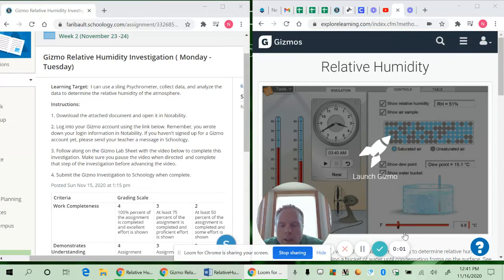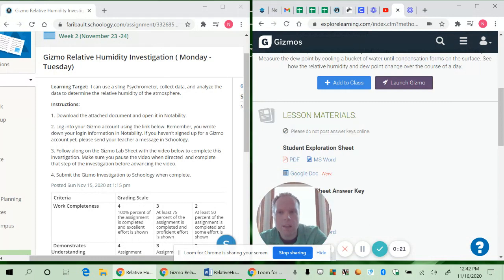Today we're going to be working on our Gizmo relative humidity investigation. Last week we were reading all about water in the atmosphere and how water in the atmosphere goes through the water cycle. So we're going to focus in on moisture in the atmosphere and something called relative humidity. So our learning target for today says I can use a sling psychrometer, collect data, and analyze the data to determine the relative humidity of the atmosphere.